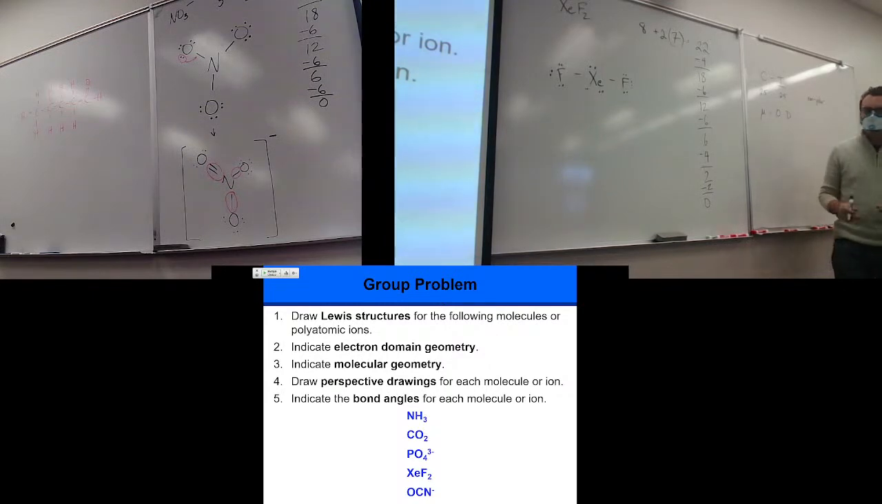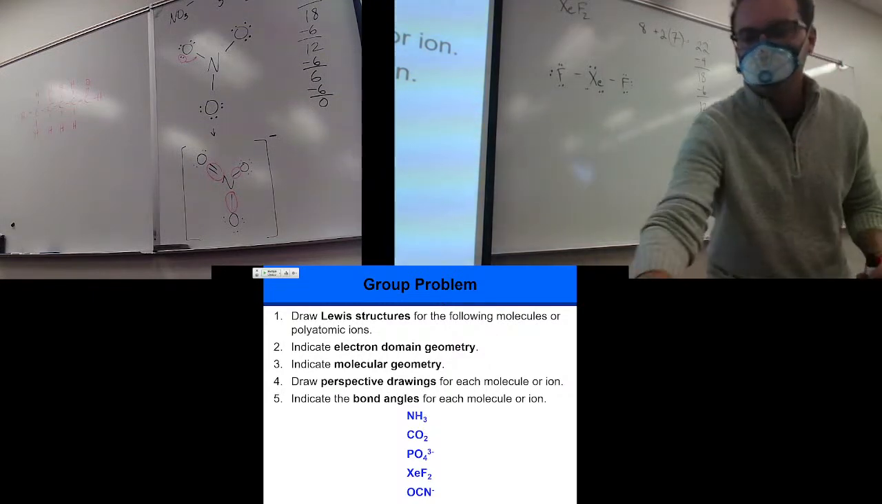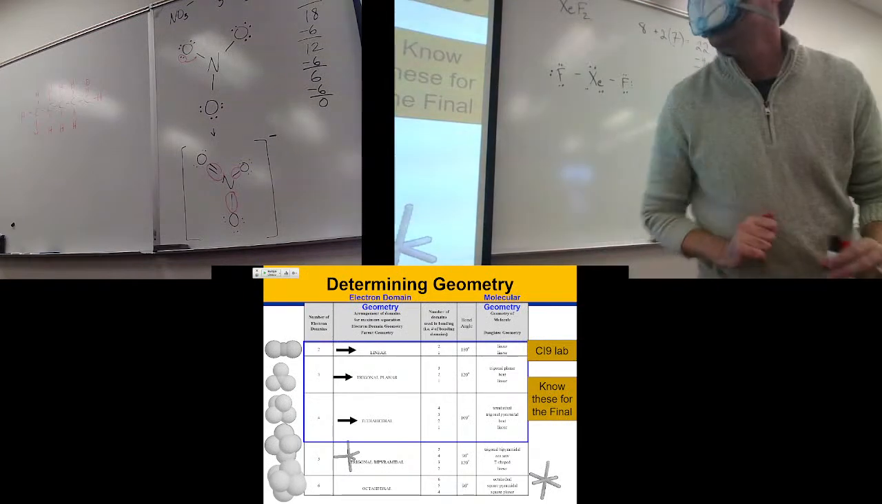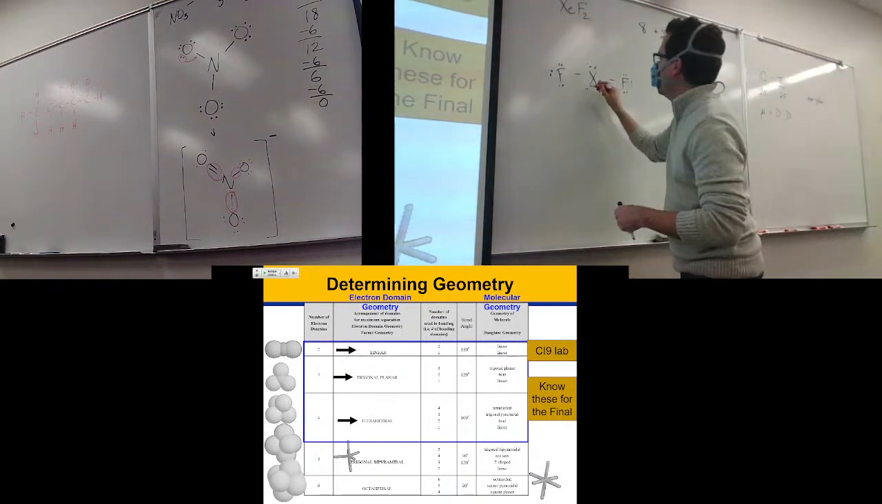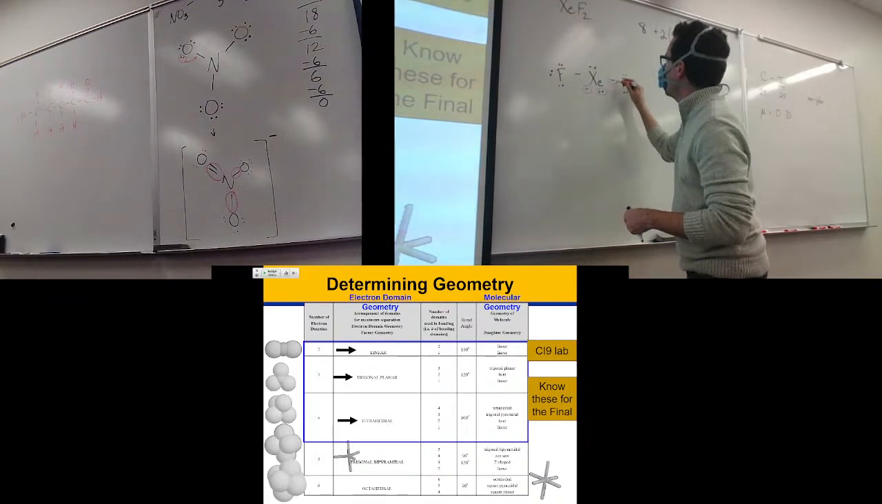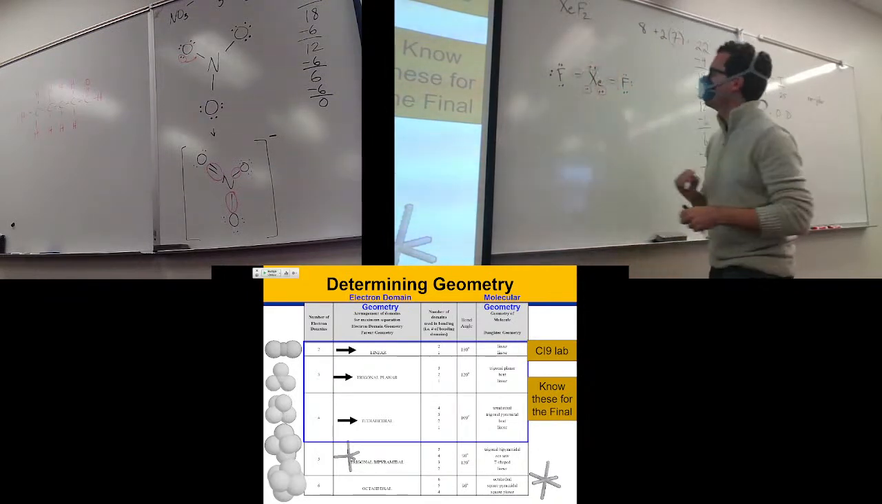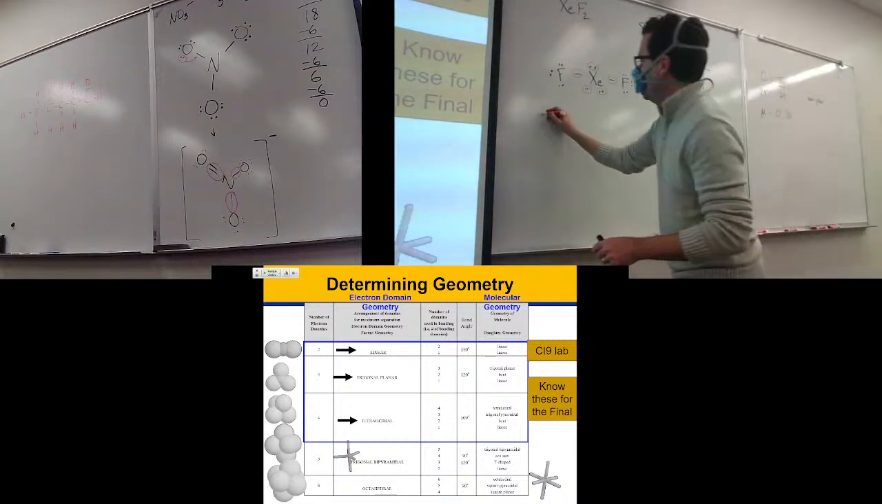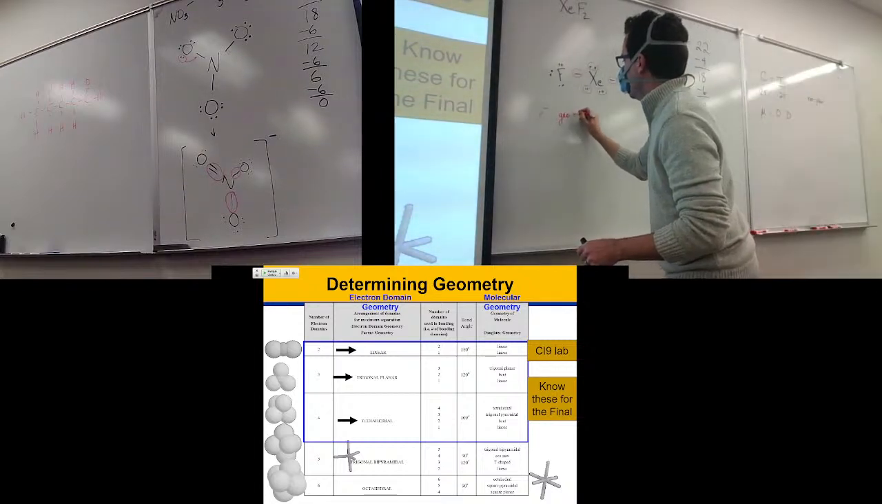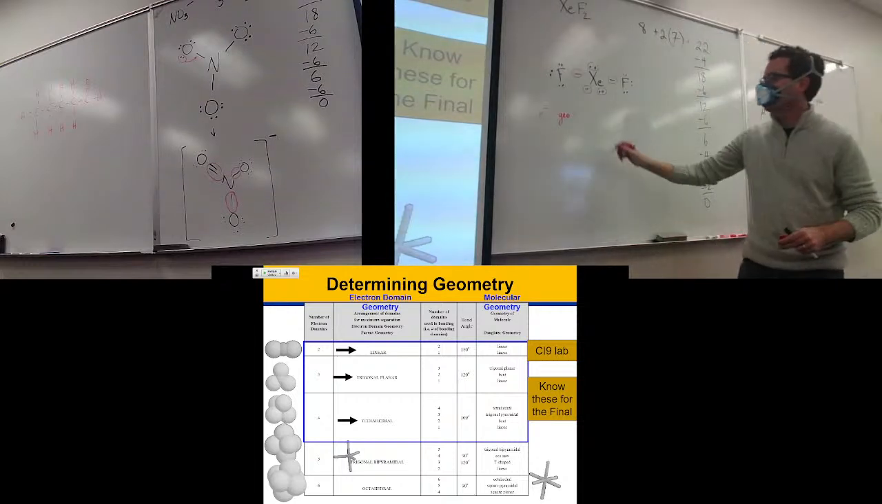As far as the shape goes, go back a little bit so we can see the chart. I have 5 groups of electrons, 1, 2, 3, 4, 5 around this xenon. So the electron geometry is trigonal bipyramidal.